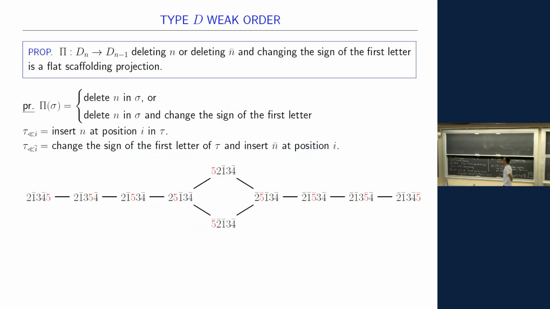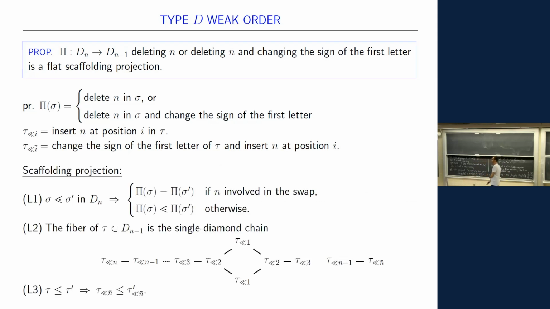So I claim that this is a flat scaffolding projection. What is the projection? We just explained it: deletion of n or deletion of n bar. Should be n bar here, sorry. What is a fiber? You start from a given permutation tau. What you can do is just put n wherever you want. Or you can put n bar wherever you want and change the first sign. Putting n wherever you want is clearly a chain. Putting n bar wherever you want is clearly a chain. But these two chains are related by this weird diamond. So it's essentially a path, except you have this little diamond in the middle.